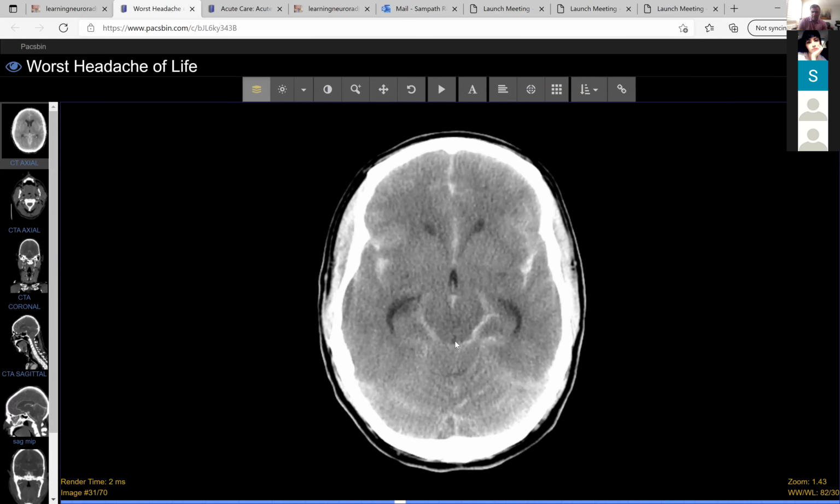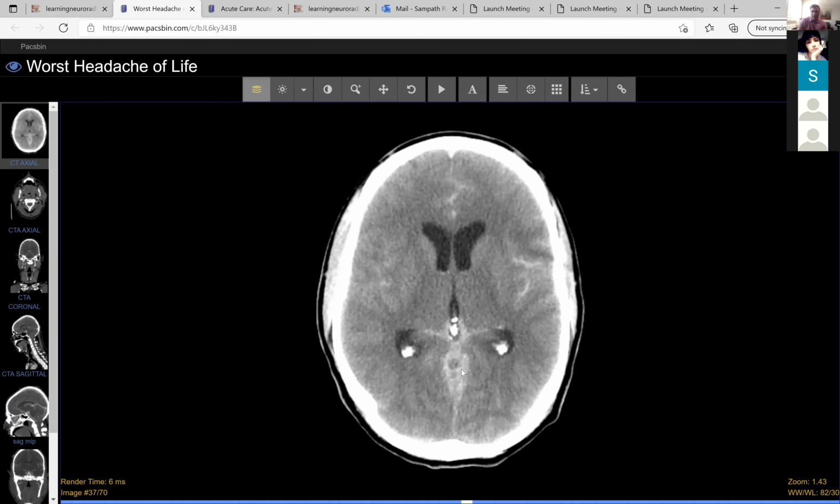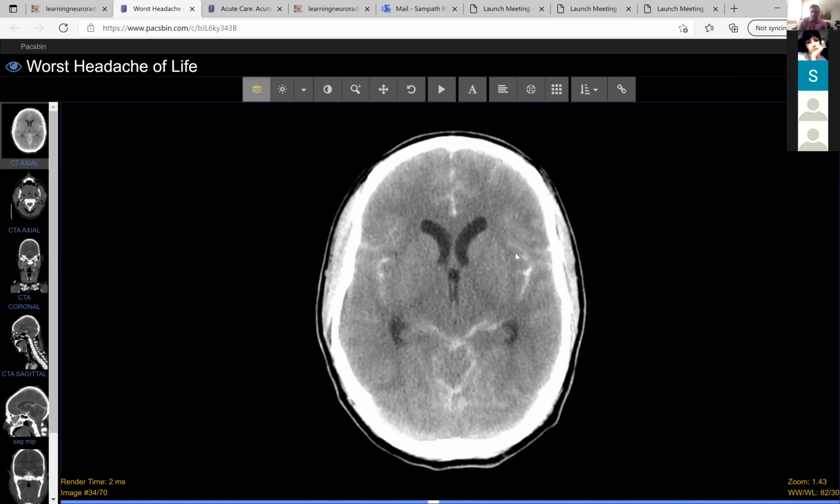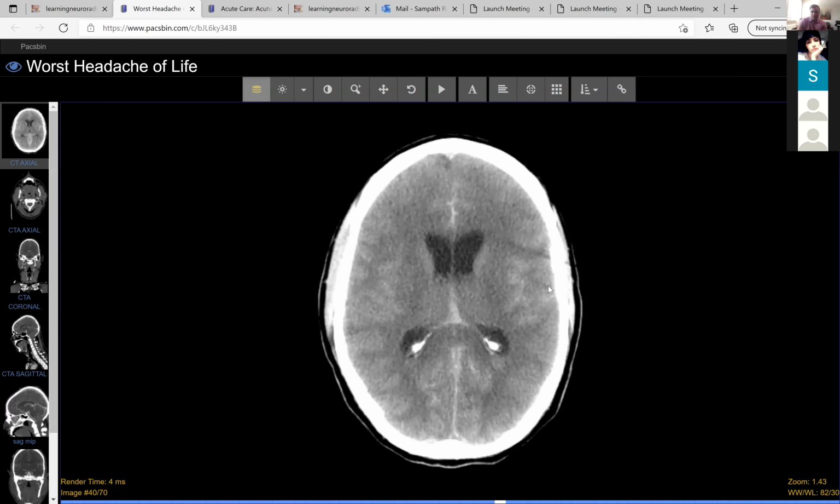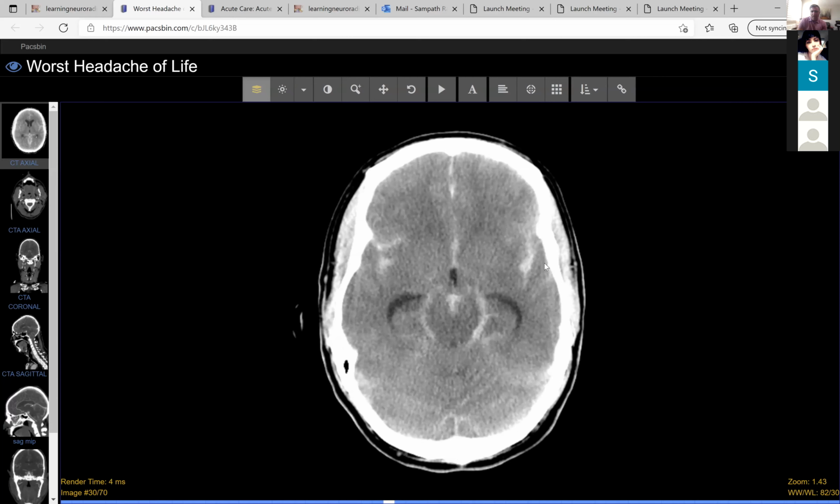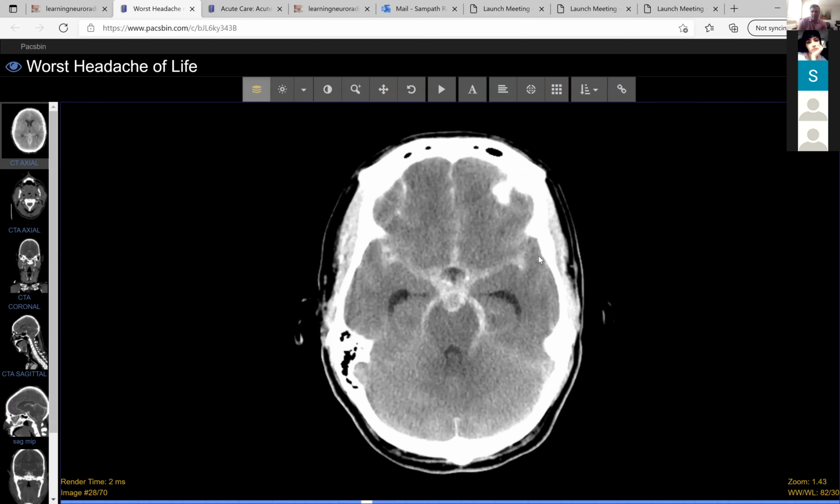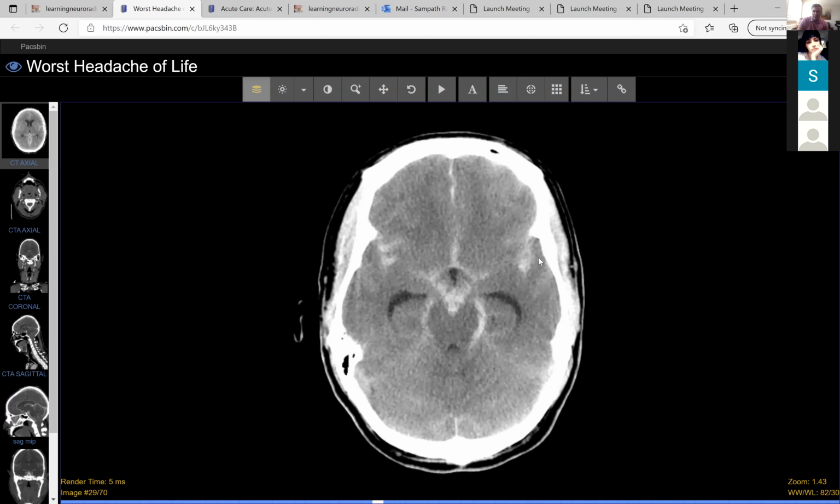All of them have basically hyperdense fluid, and this is a classic appearance of subarachnoid hemorrhage. You can even see the blood going into the sulci. These are the sulci of the brain cortex, and you can see how this hyperdensity is all over the place. So it must be a brain aneurysm, which must have bled, and must have been a really large aneurysm.